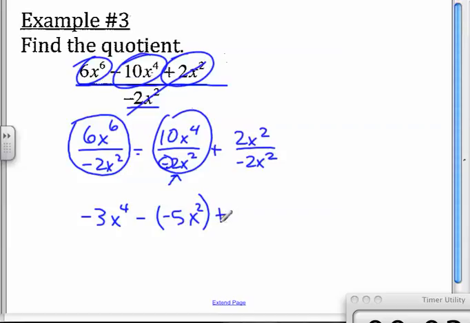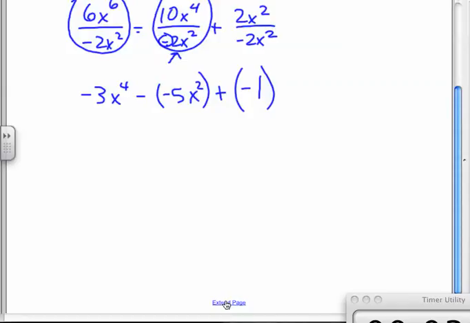Okay? Now, this one's going to be plus. What's 2x squared over negative 2x squared, Jack? Negative 1. Perfect. Now, guys, something that we said earlier, we don't like to have 2 operators right next to each other, minus a minus and plus a negative. We don't like that. We can simplify that and write it better. We're going to say negative 3x to the 4th plus 5x squared, because minus a minus is a plus, minus 1. Done. That's it.